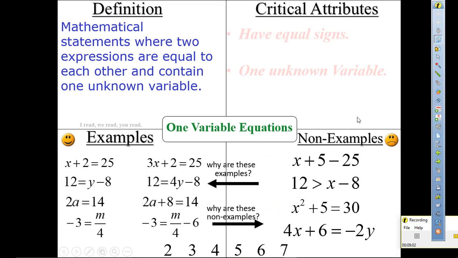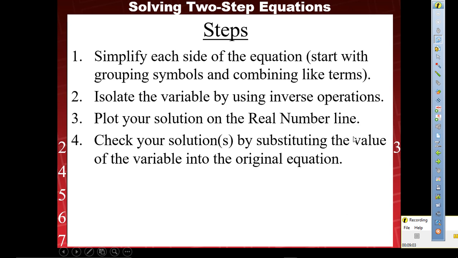All right, steps. Now, underneath there, I gave you 4 steps, which is adding one more from what you did yesterday. It says simplify each side of the equation. The reason I'm being very specific is that we're going to get into multi-step equations, and you need to know exactly what to do at each step, okay? Simplify each side of the equation. Start with the grouping symbols and combining like terms. Step 2, isolate the variable by using inverse operations. Have we been doing that? Yes. Plot your solution on the real number line. Have you been doing that? Yes. And check your solution by substituting the value of the variable into the original equation.